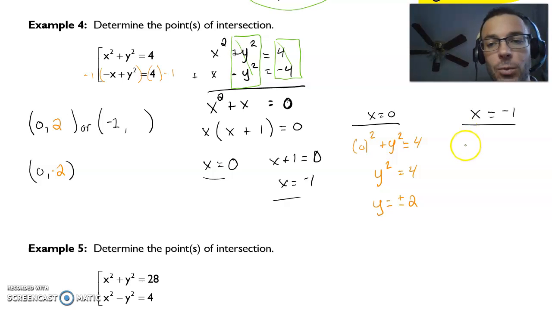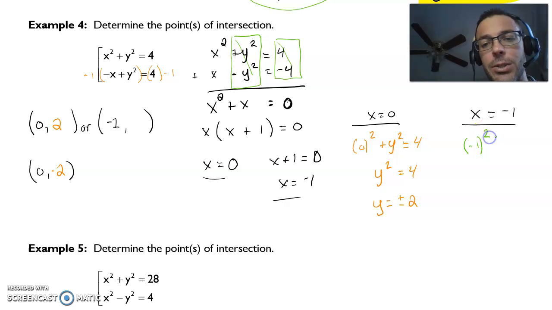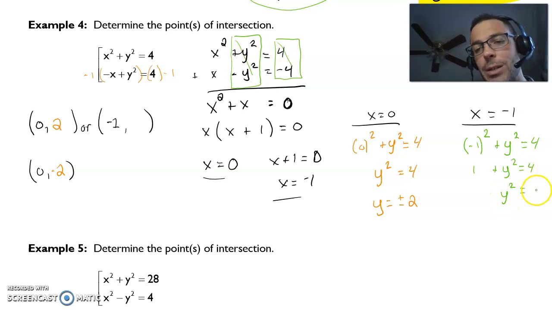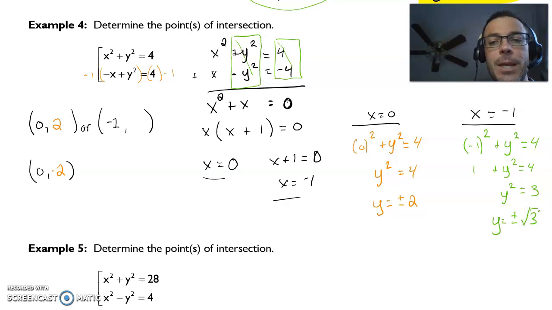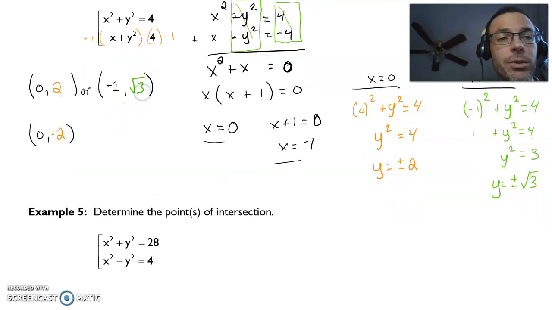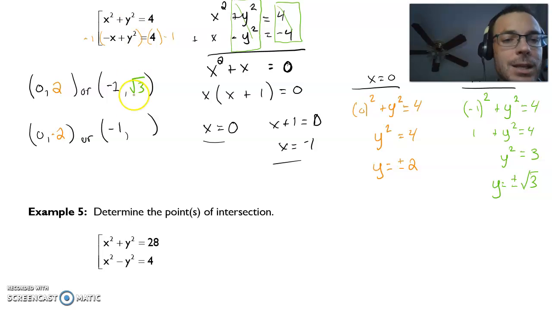If x is equal to -1, then I have -1 quantity squared plus y squared equals 4. 1 plus y squared is 4, which means y squared is 3, or when I take the square root of both sides, y is equal to plus or minus the square root of 3. So once again, if x is -1, y could be the square root of 3, or the opposite of the square root of 3.